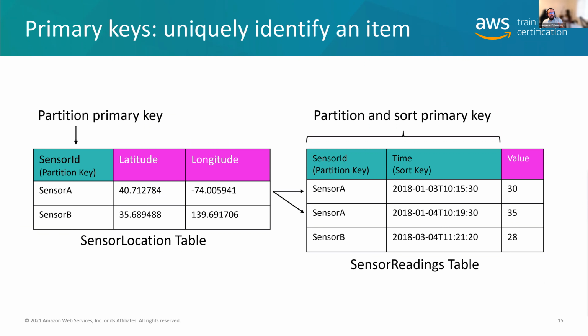Here, if you look at the sensor readings table, the sensor readings table has a sensor ID as a partition key, and then you've got a time key. So in that way, you could say, look, for sensor A, I want you to return all the values that are between this time range, and it will give those values to you in order, right? So the one on the left just has a partition key. The one on the right has a partition key and a sort key.